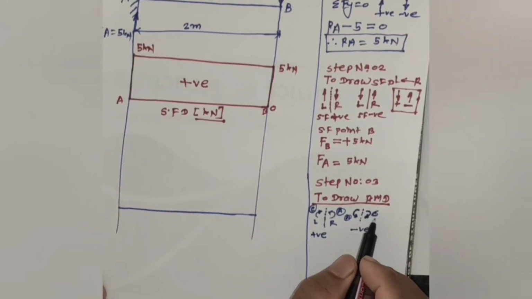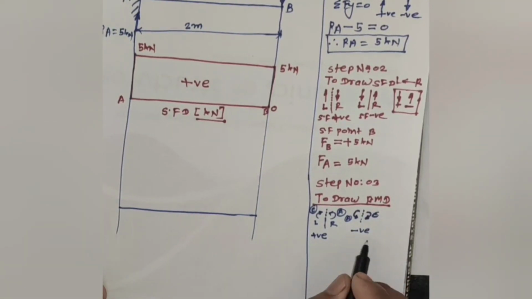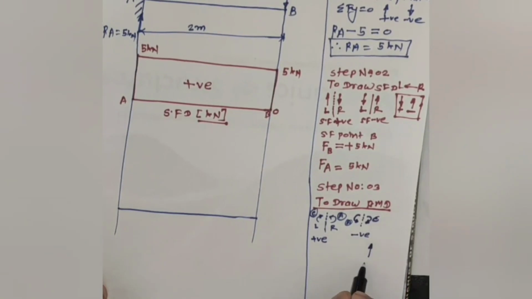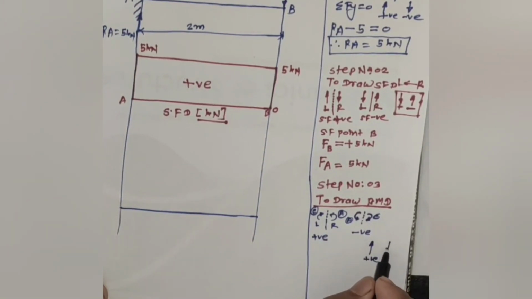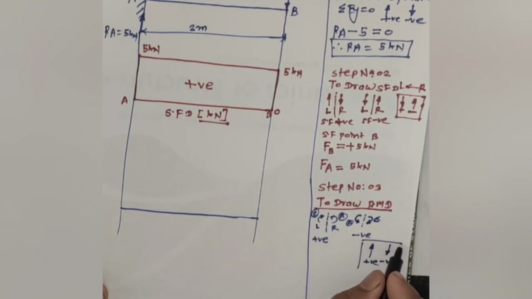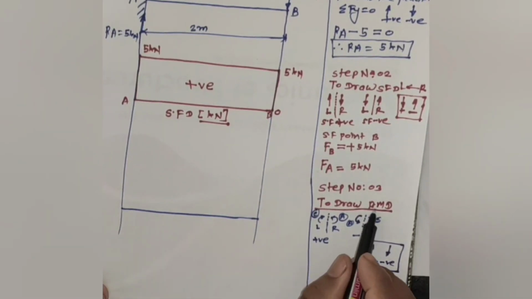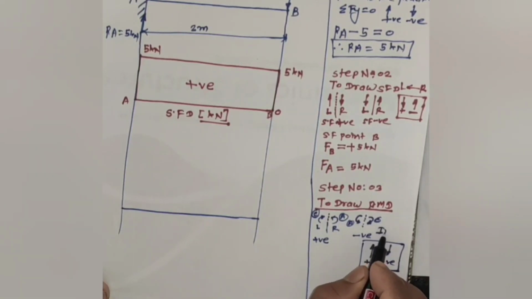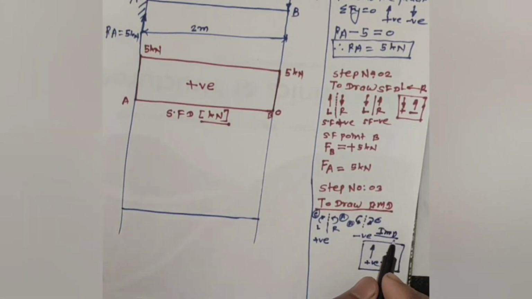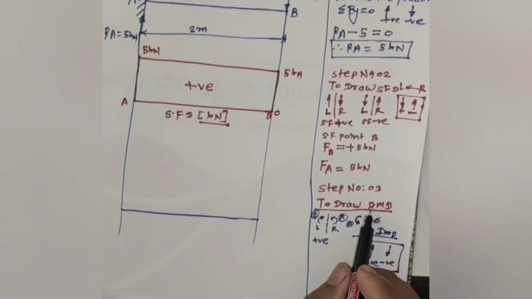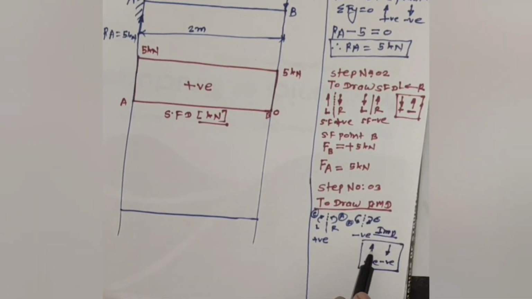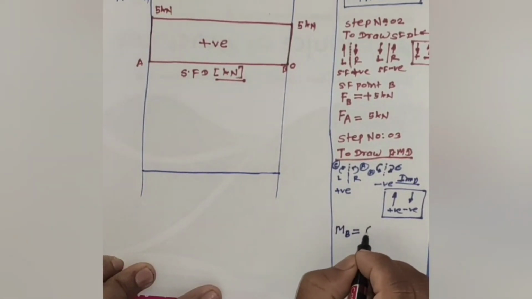hogging. But students, you have to consider the upward force as positive and the downward force as negative while drawing or calculating the bending moment diagram. This is a very important sign convention. While drawing the SFD and BMD, you have to always consider upward forces as positive and downward forces as negative. Okay.